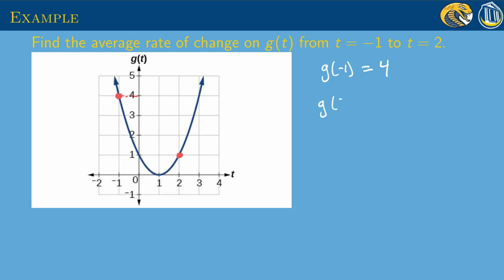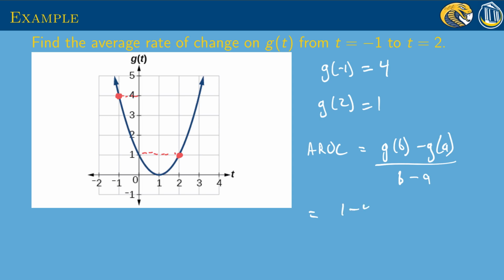Similarly, g of 2 is going to be 1, which we can again see just by reading it on the graph here. And therefore, our average rate of change, that's going to be g of b minus g of a. Notice we've changed the function name, divided by b minus a. And plugging everything in, that gives us 1 minus 4 divided by 2 minus negative 1. So we get negative 3 over 3, which is negative 1.